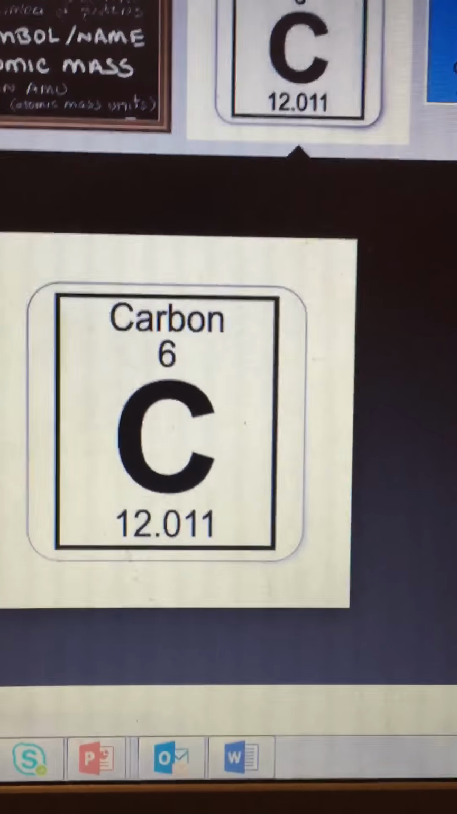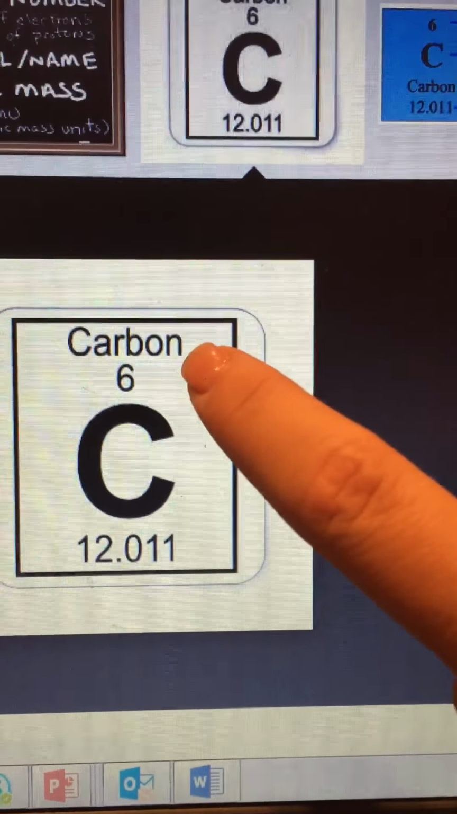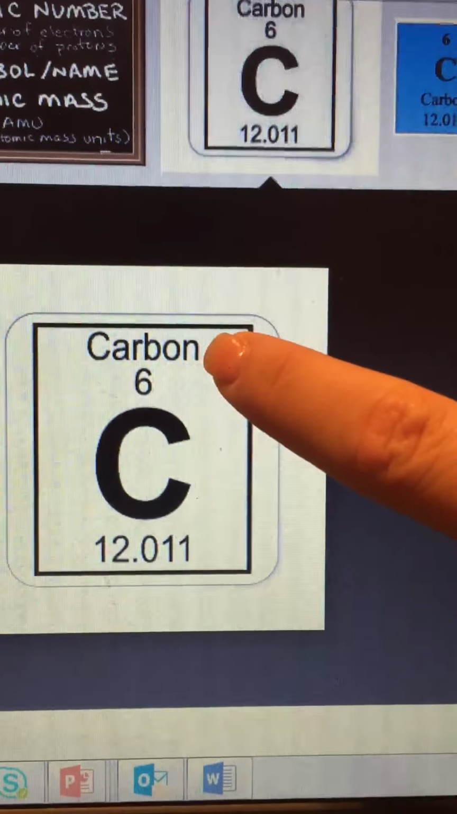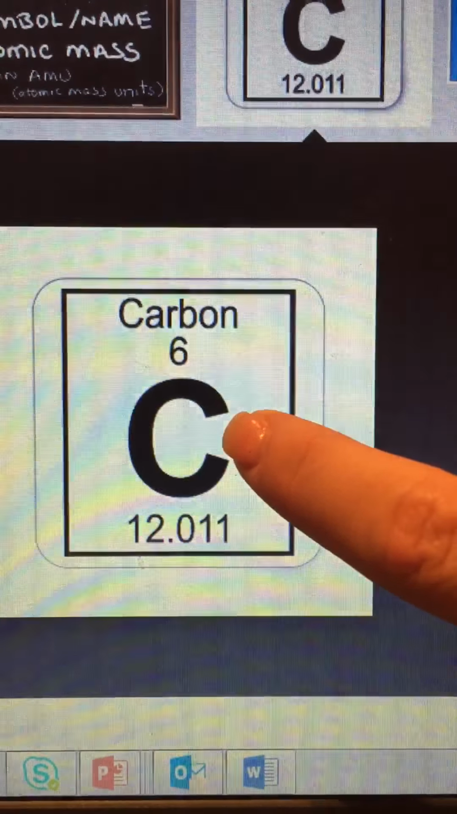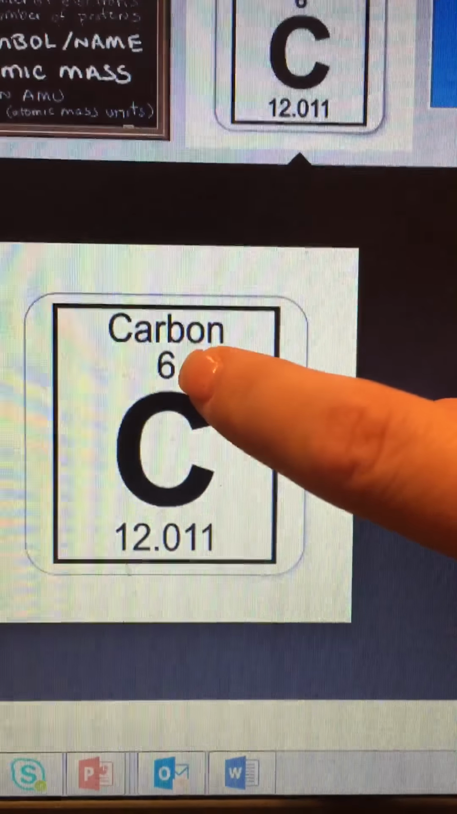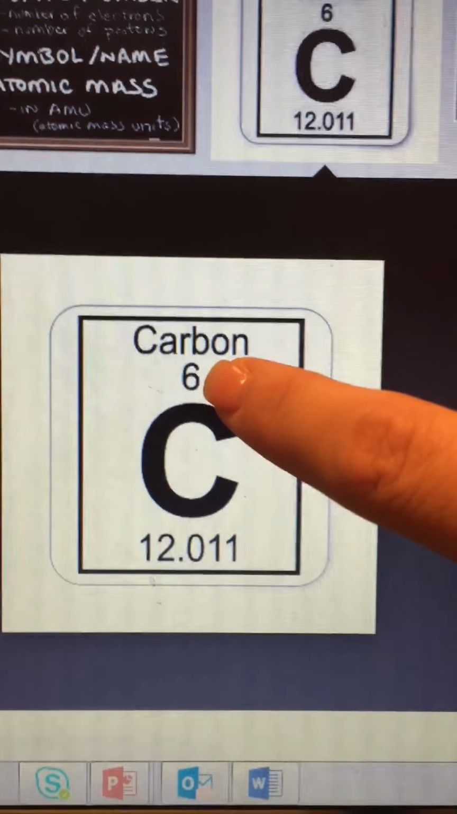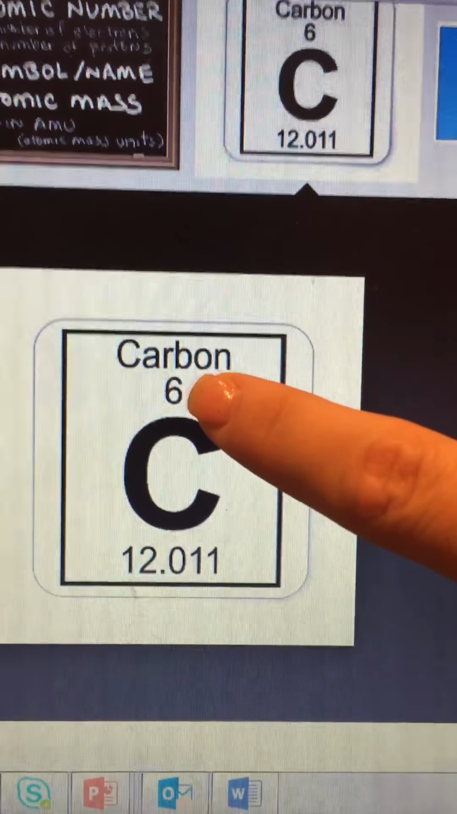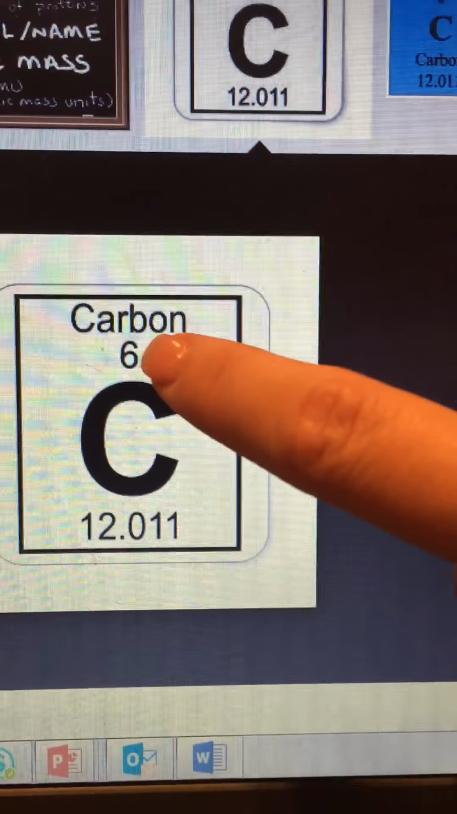So here's a tile just taken off the periodic table. This is carbon. So we know that this is called the chemical name. The C is the abbreviation. This is the chemical symbol. Okay, 6. I'm going to give you a second to try to figure out what the 6 stands for. This is the atomic number. This is how many protons are in one atom of carbon.